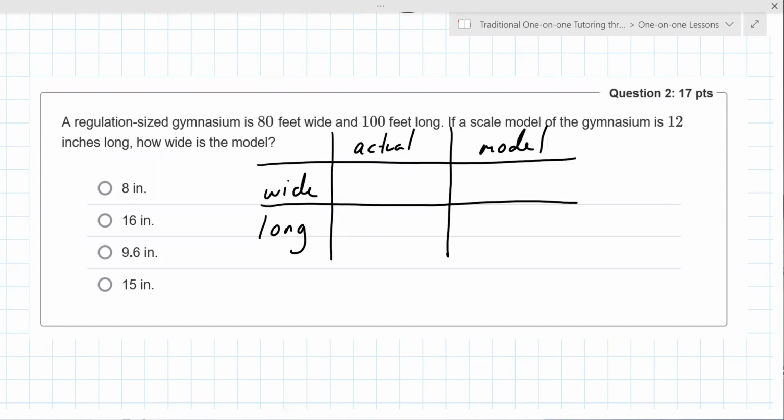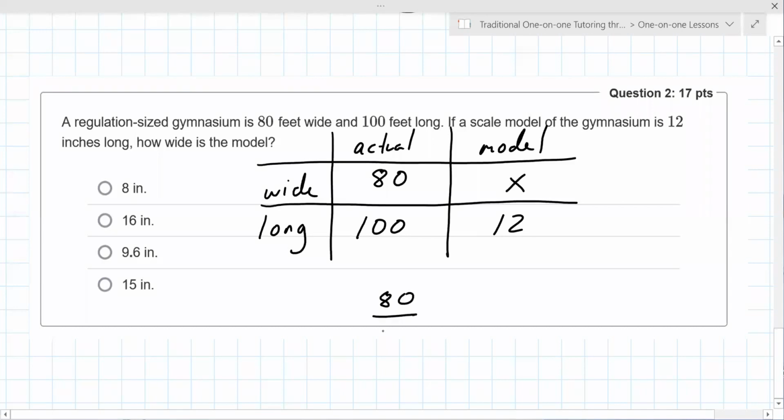So I did make the, what would I call this? The table? Graph or label. I made the label. Table. Sorry. Okay. Did you put X there? Yes. Okay, so did you write 80 over 100 equals X over 12?